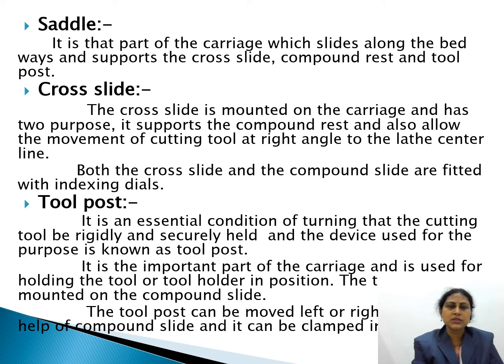The cross slide is mounted on the carriage and serves two purposes: it supports the compound rest and also allows the movement of the cutting tool at a right angle to the lathe center line. Both the cross slide and compound rest are fitted with indexing dials.